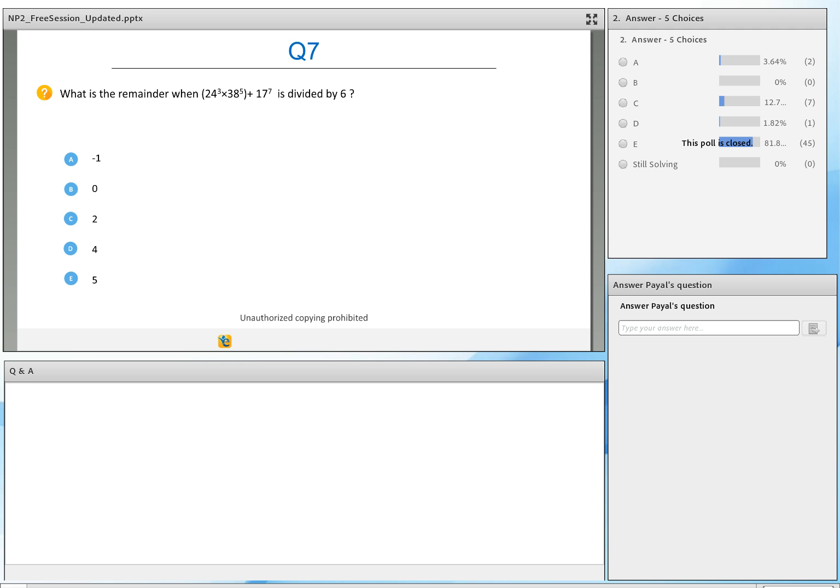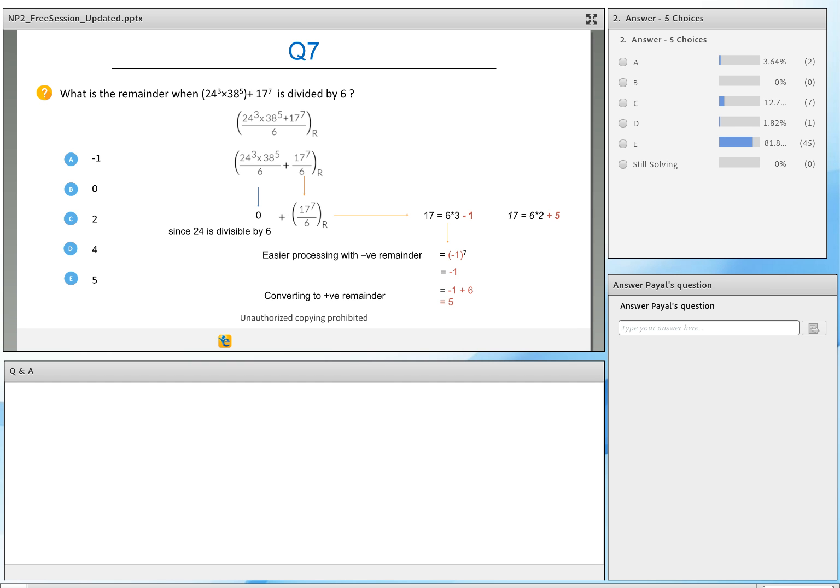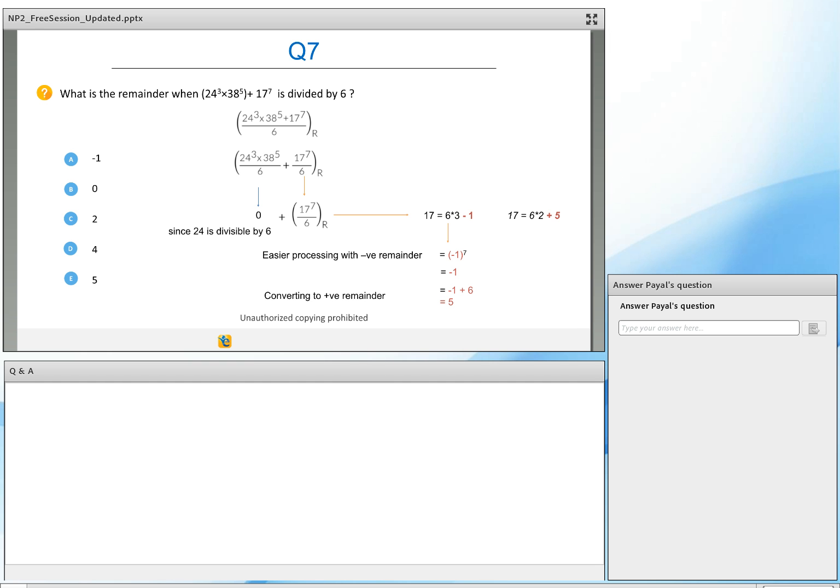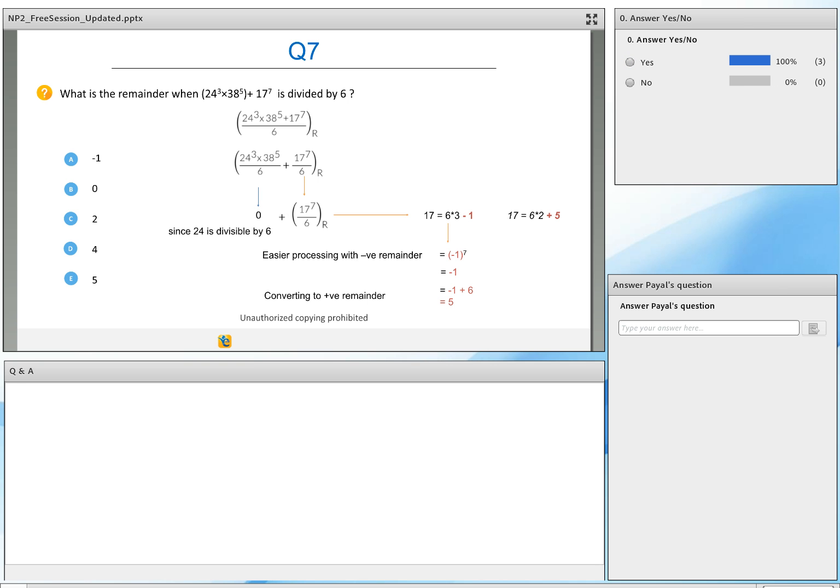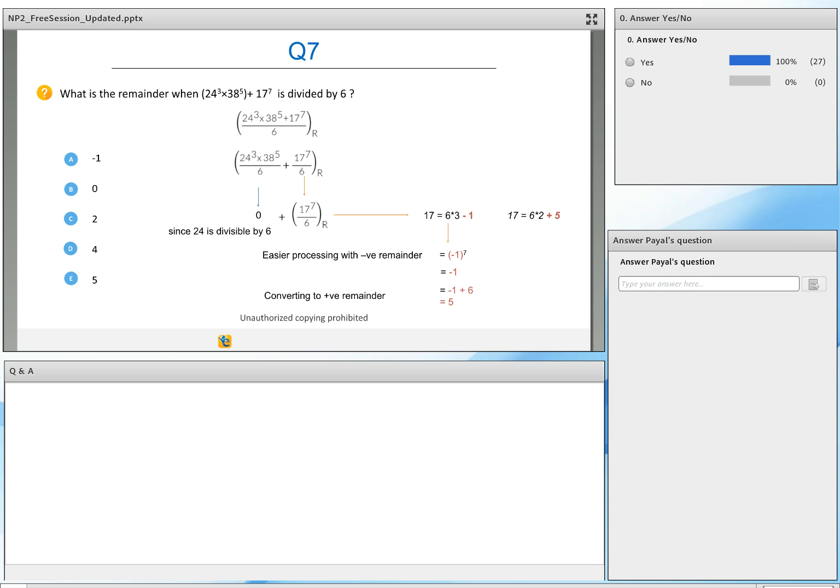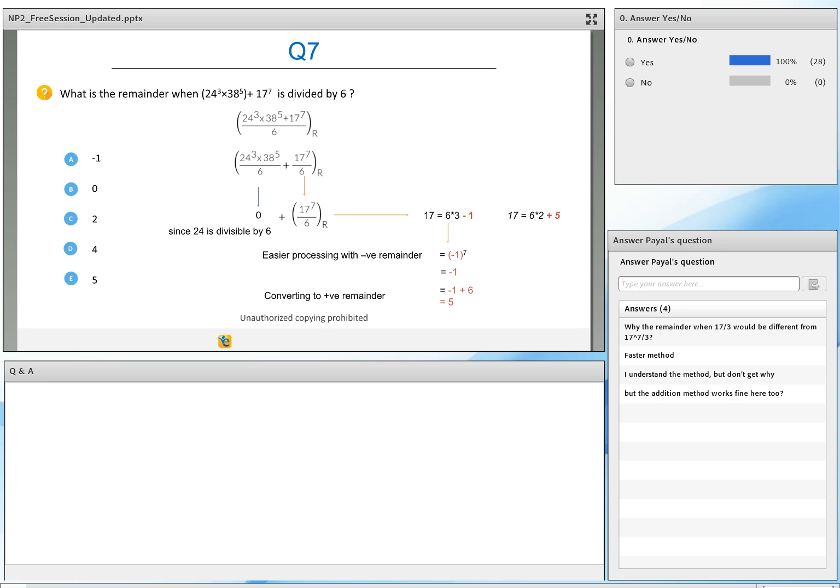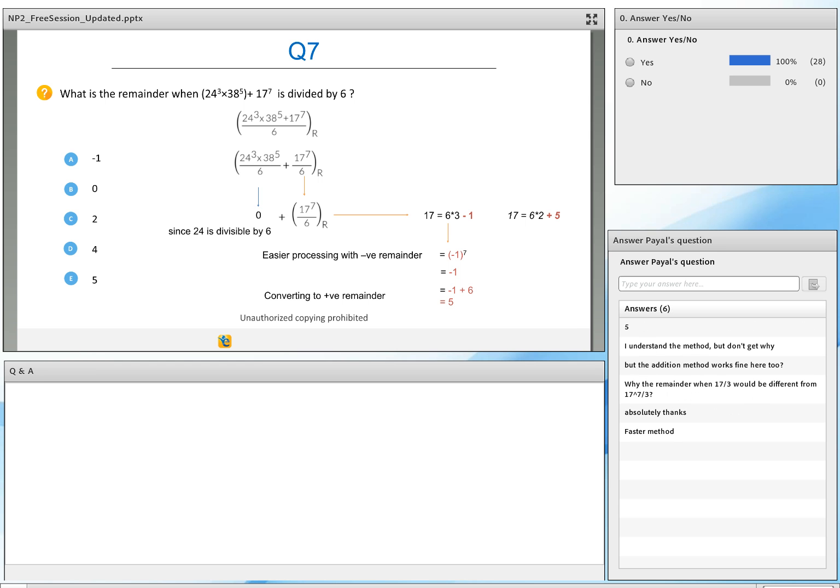Very nice. 82% of the class got the question correct. Here's the solution. How many of you used the method that you see on the screen? Good. Any comments about the negative remainder concept here? You're understanding it, you can see the application. You understand the method but don't get why? If you don't get the why, then please go through the slide that I showed you. You are using both the methods. It's not that you use one over the other. It's just that it makes your processing simpler.